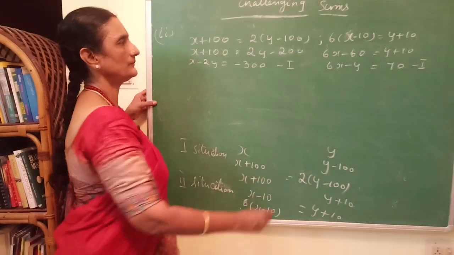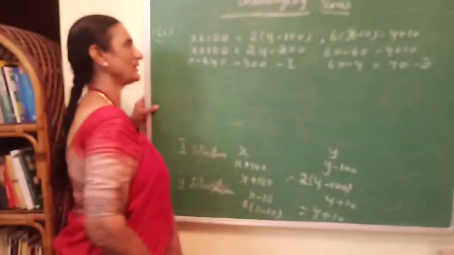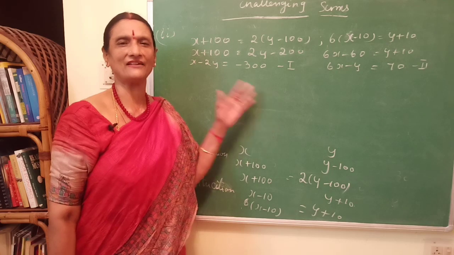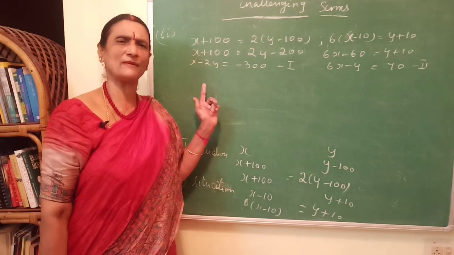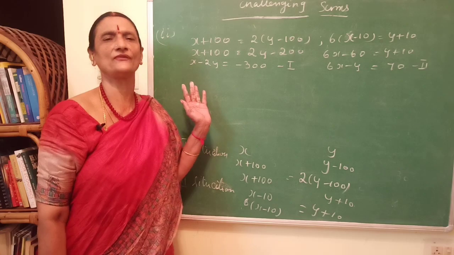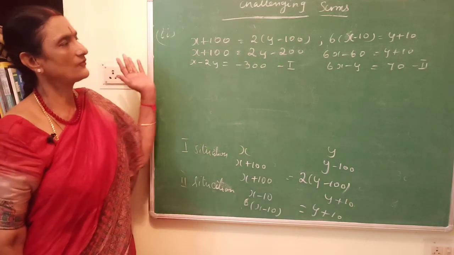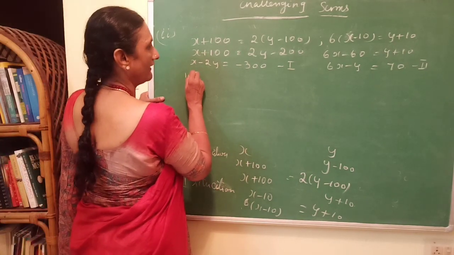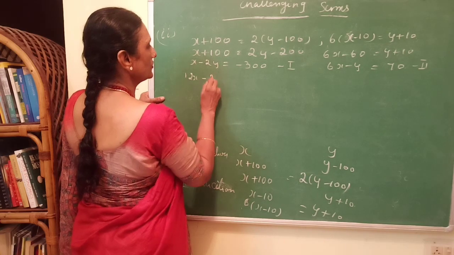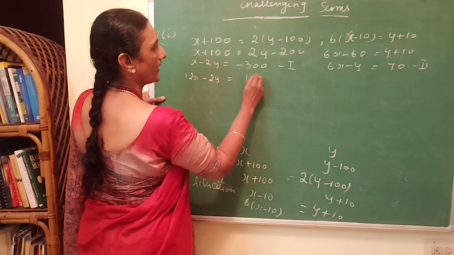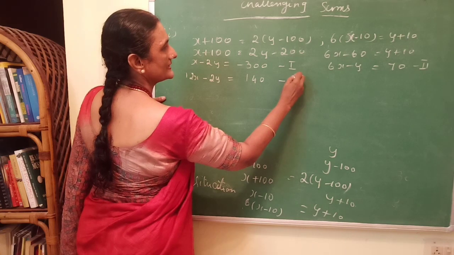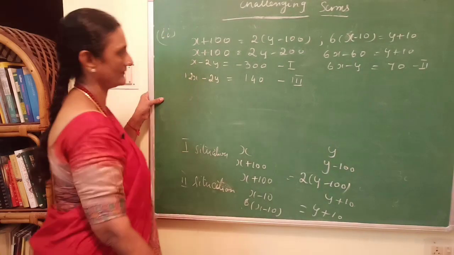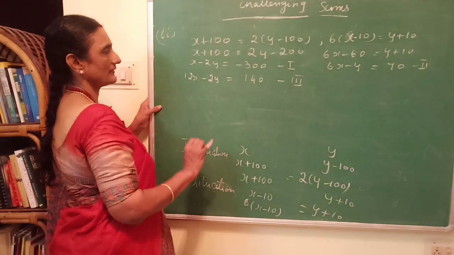Now what am I going to do? I am going to multiply the second equation by 2 because I find that method convenient. Similarly, whichever method you are comfortable with, you can solve using any of the 3 methods. Okay. So if you multiply the second equation by 2, you will get 12x minus 2y is equal to 140. After multiplying by 2, I am getting it as the third equation. Okay. Now we have to cancel it.